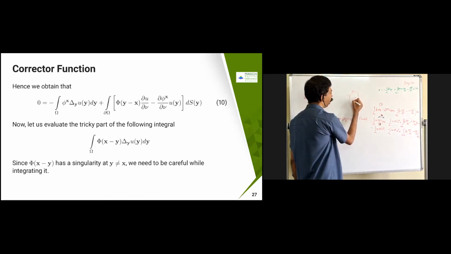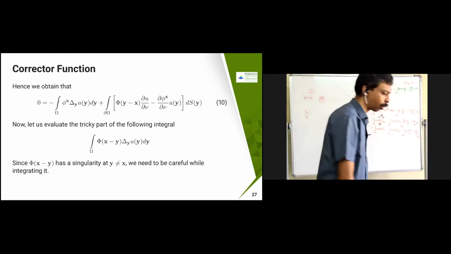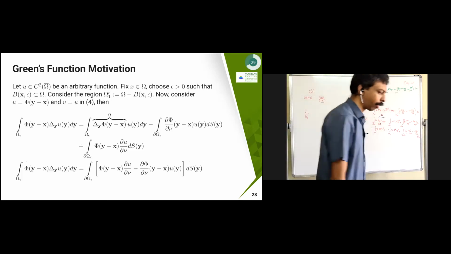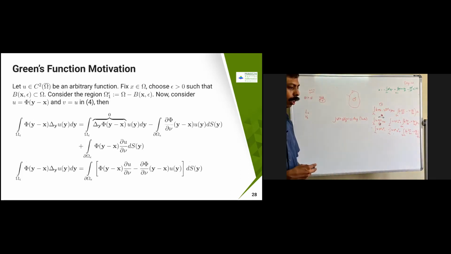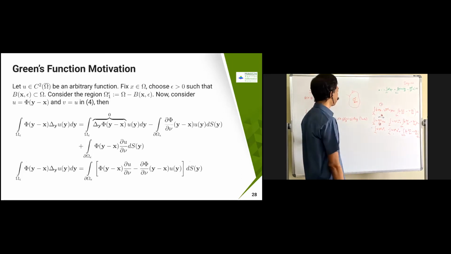So I am going to choose a part, p of x comma epsilon. I am just going to shrink it slowly until it reaches x equal to y. The same logic which we used for proving the Laplace equation and the Poisson equation derivation. We choose u belongs to c square omega and epsilon greater than 0 such that this p of x comma epsilon, centered at x, is a subset of omega.